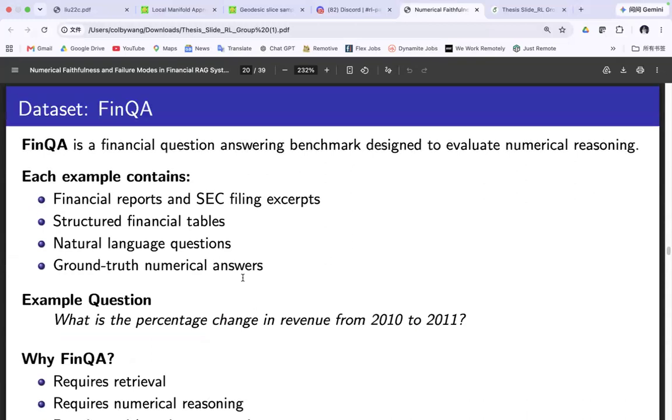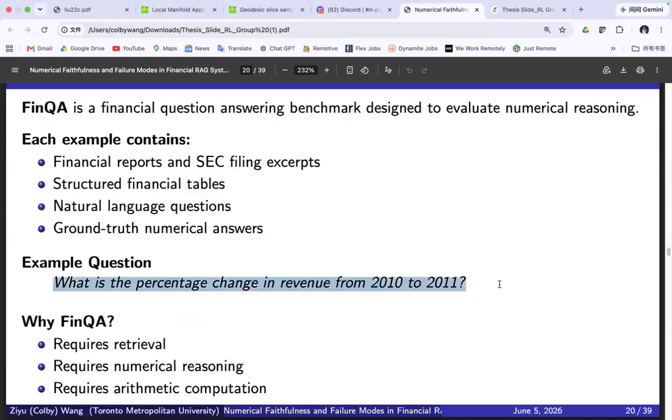And for the dataset, we decided to use the FinQA dataset. This is a financial question answering benchmark designed to evaluate numerical reasoning. The dataset basically consists of PDFs, but they processed the PDFs, and the PDFs also contain tables as well. These are typical financial reports and also SEC filing excerpts. It consists of natural language questions and also ground truth numbers and ground truth retrieved nuggets. The example question is what we gave already. And why FinQA? Because it requires retrieval, it requires numerical reasoning, and it also requires some sort of arithmetic computation.